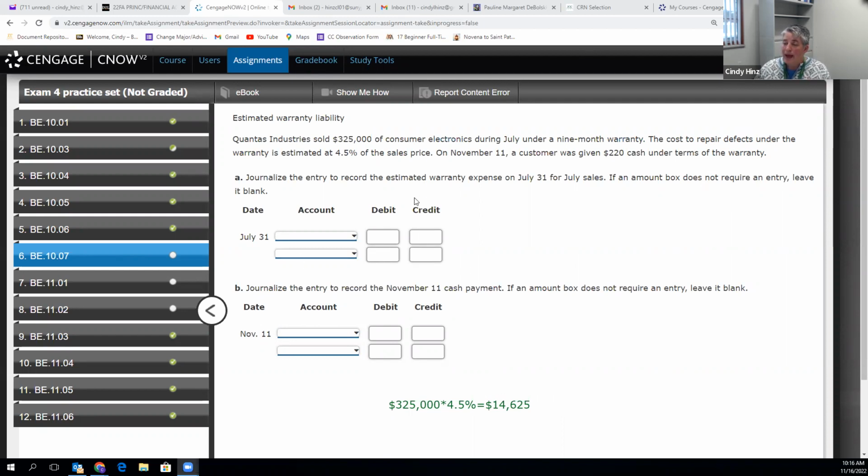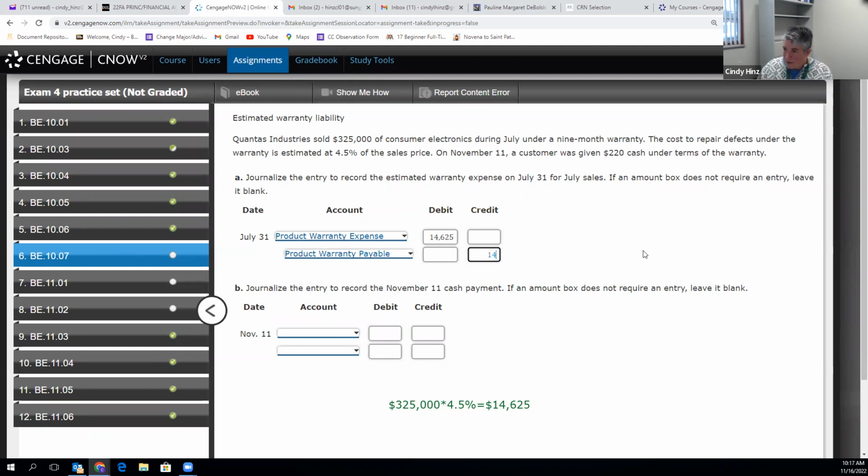And so again, the matching principle says if you're going to incur expense associated with this sale, you need to report that expense in the same period that we report the sale. We don't know in the month of July how many of these electronics are going to need to be repaired or replaced over the next 9 months, but we have to estimate. So what do we do? We look at what's happened in the past, and in this case, we estimate it would be 4.5%. That's based on what happened last year or the last 3 years or whatever.